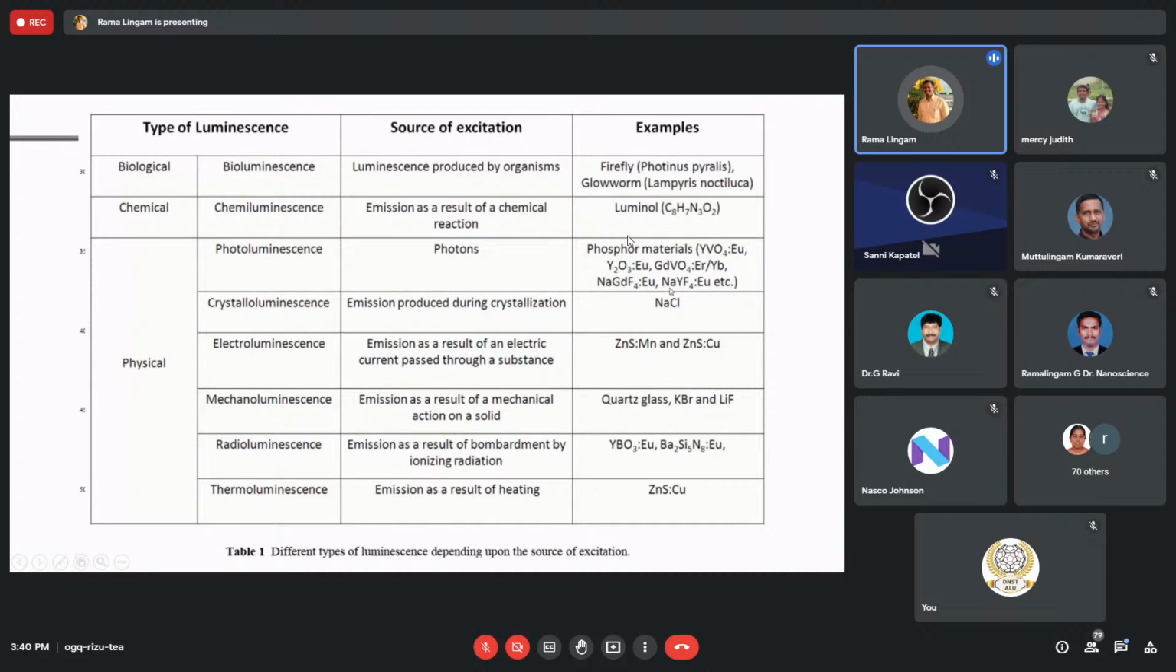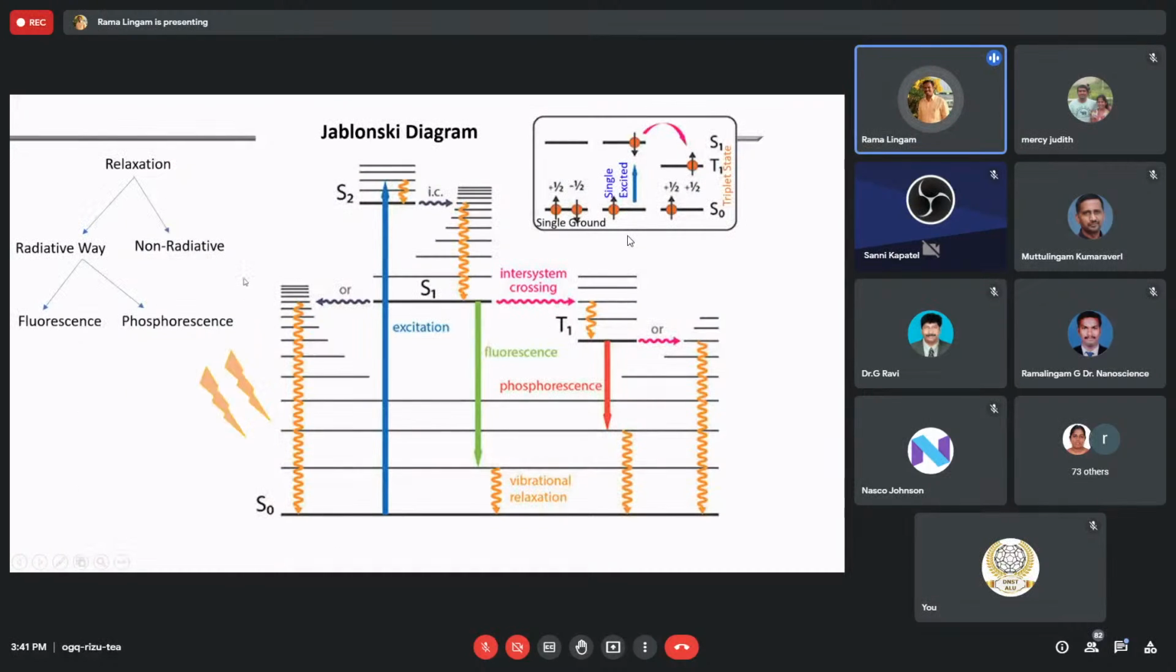And similarly there are other types of luminescence: radioluminescence, where radioactive materials play an important role, and thermoluminescence, just emission as a result of heating. So the basic mechanism can be explained by this luminescence property. The molecules undergo relaxation.